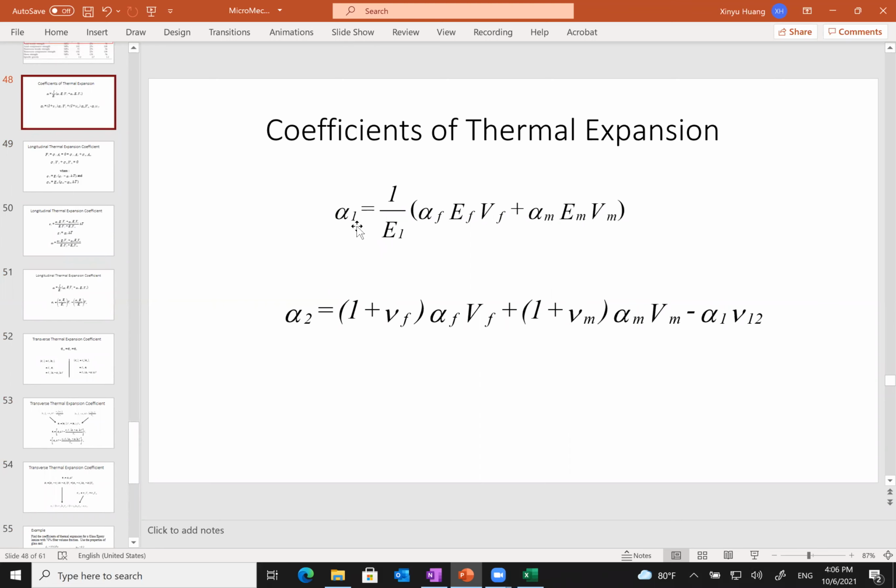Alpha 1 is the fiber direction. Alpha 2 is the transverse direction, right? We just basically apply these. Alpha 1 is real simple. It's just the fiber thermal expansion in one direction. Remember, the graphite fiber has a very weird thermal expansion behavior. It actually contracts when you heat it up, right?